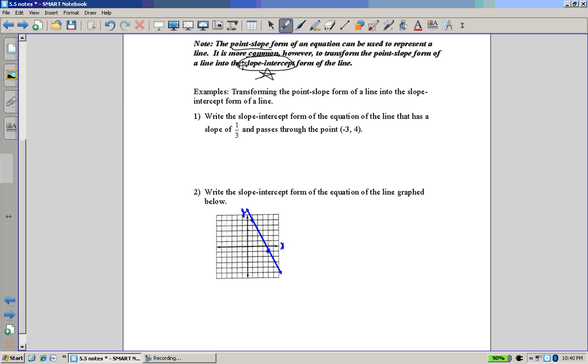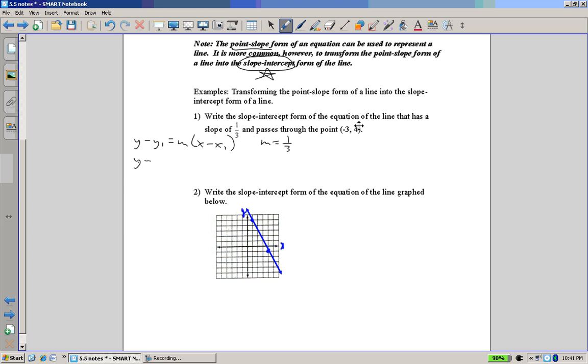So we're going to first put it in point-slope form, and then we're going to transform that into slope-intercept form, which is pretty common. Now write the slope-intercept form of the equation of a line that has a slope of 1/3. So m is 1/3, and goes through the point (-3, 4). So I'm going to start with my equation: y minus y1 equals m times (x minus x1). I'm going to use my point. Again, the numbers go into the variables with the subscripts.